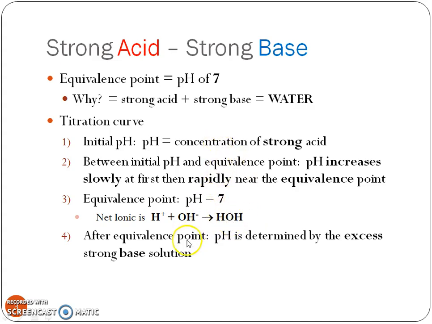So on the titration curve, just like anything else, there's 3 points. The first part of the titration curve is that strong acid is dominant. Now, between the initial pH and the equivalence point, of course, that pH is going to increase slowly, and then rapidly where that equivalence point meets 7. And then, of course, after that equivalence point, your excess strong guy, whatever we're adding into our flask, is going to be dominant.